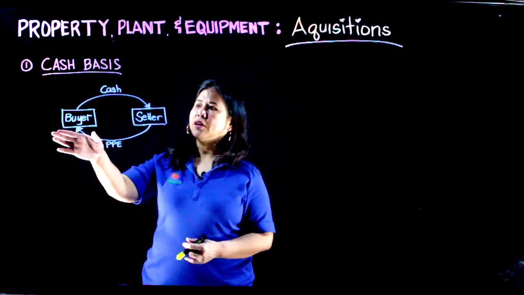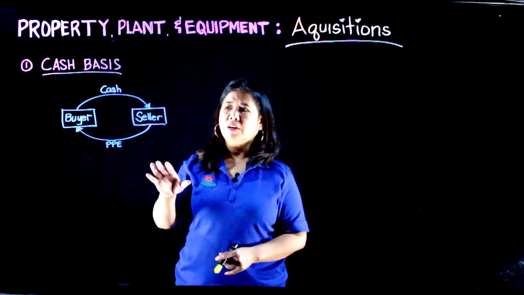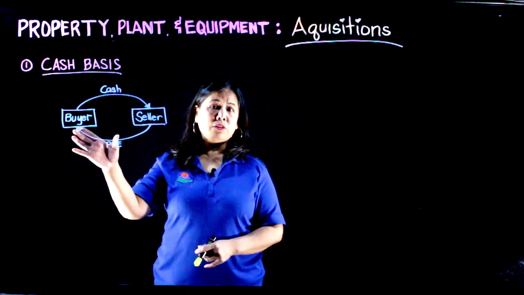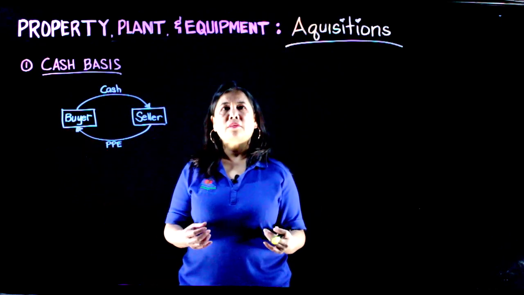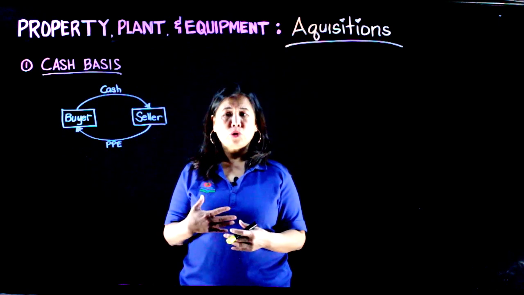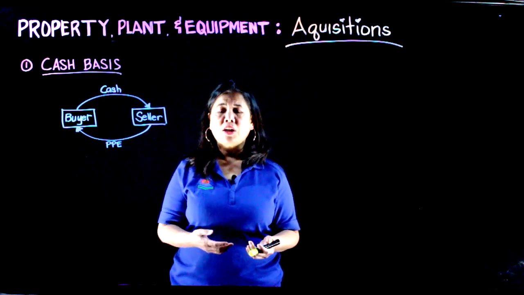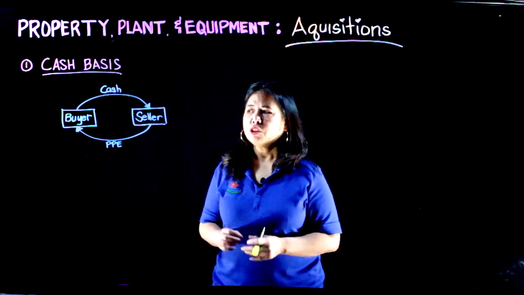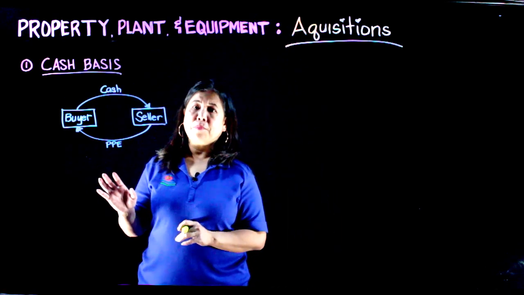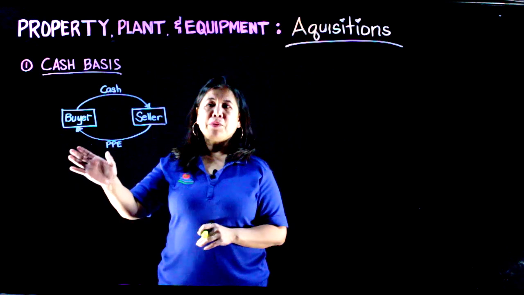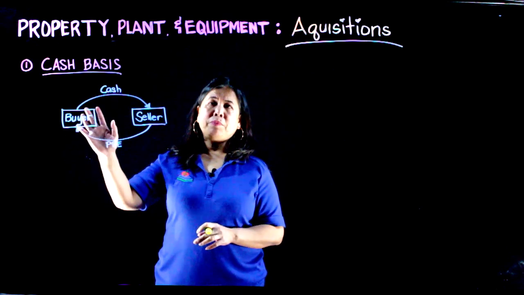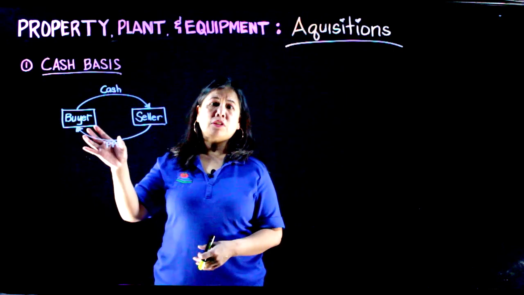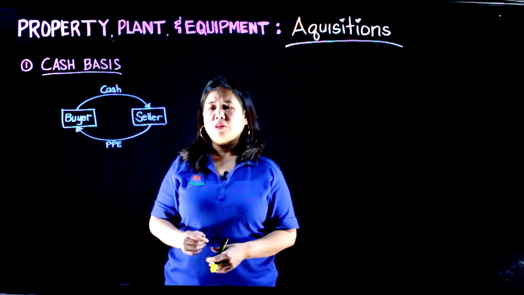So the buyer gives the cash to the seller and the seller gives the asset or the PPE to the buyer. Kung magkano ang purchase price o kung magkano yung binigay niyang cash sa seller, yun ang i-record natin sa PPE. So magpo-focus tayo sa books ng buyer. Dahil PPE, ang property, plant, and equipment, ang dinidiscuss natin dito, nasa books tayo ng buyer. Wala tayo sa books ng seller.